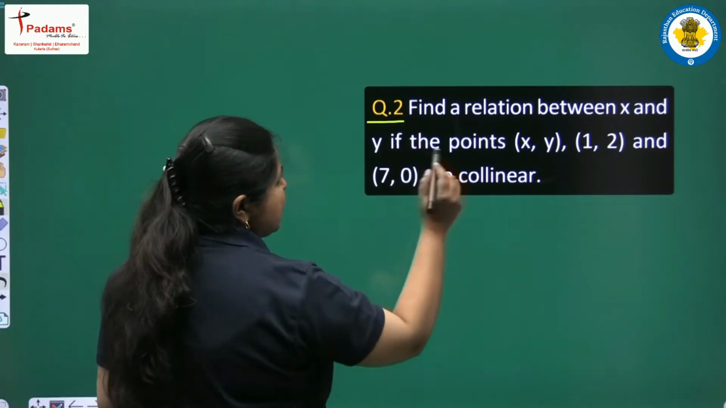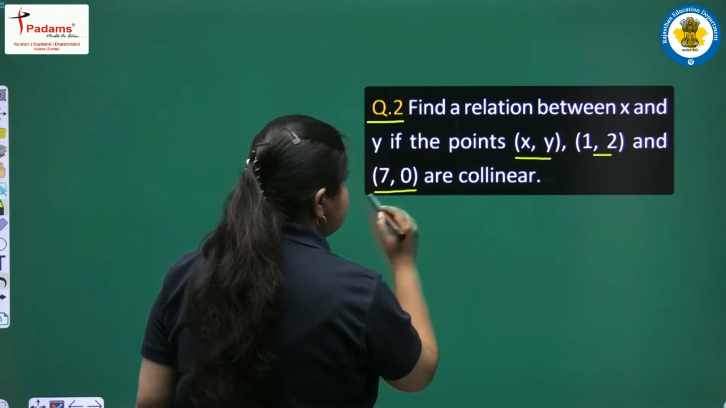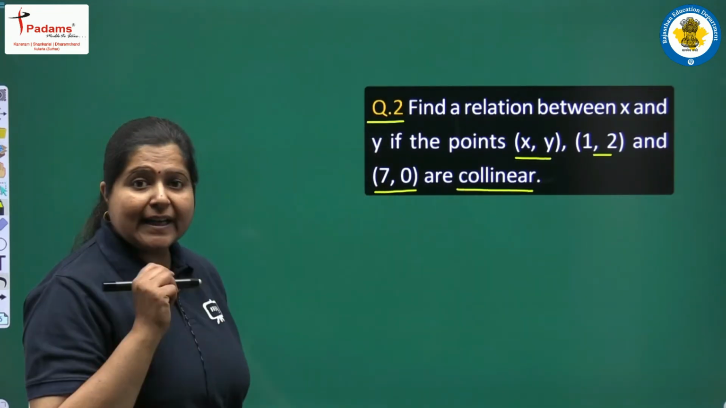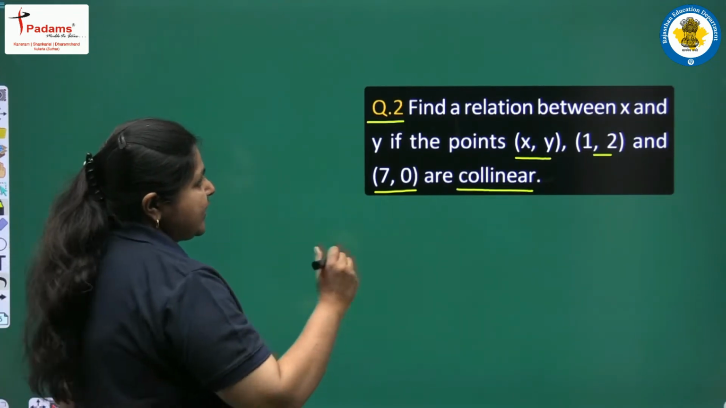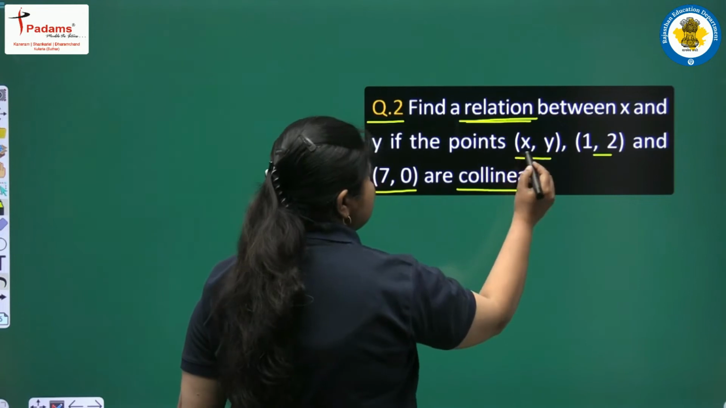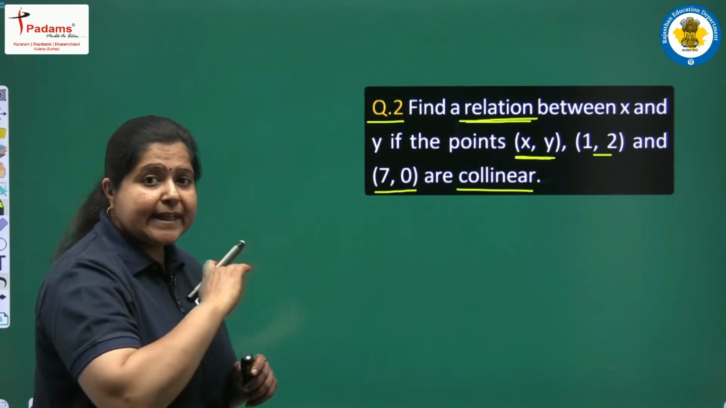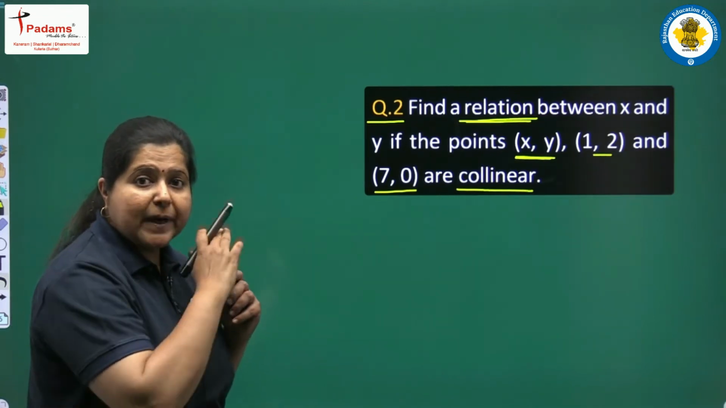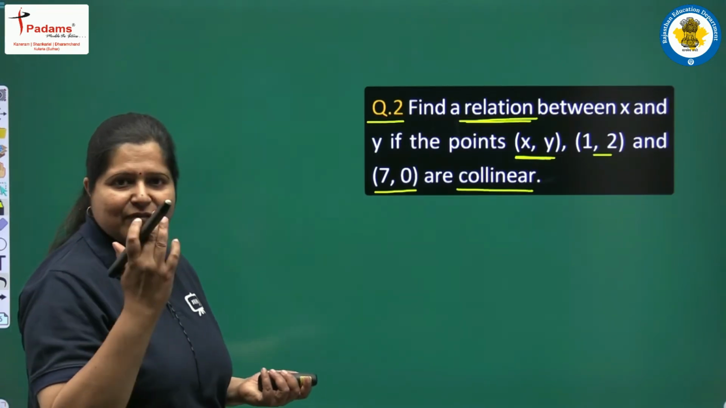Find a relation between x and y if the points (x, y), (1, 2) and (7, 0) are collinear. This means that the three points are lying in a straight line. And here we have to find out a condition, or relation you can say, between x and y. Now since the 3 points lie in a straight line, this means that the area of the triangle formed by the 3 points will be 0, and we will be using this information here.